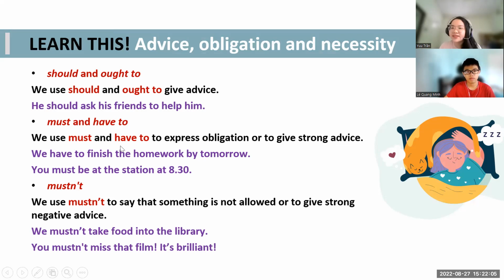And have to is the same thing when it comes to strong advice. So I just came back from a movie. I see you and I tell you, you have to see this. It is so good, right? That is strong advice. That is about strong advice and obligation. You use must and have to for obligation all the time, right? Okay, so that is out of the question.